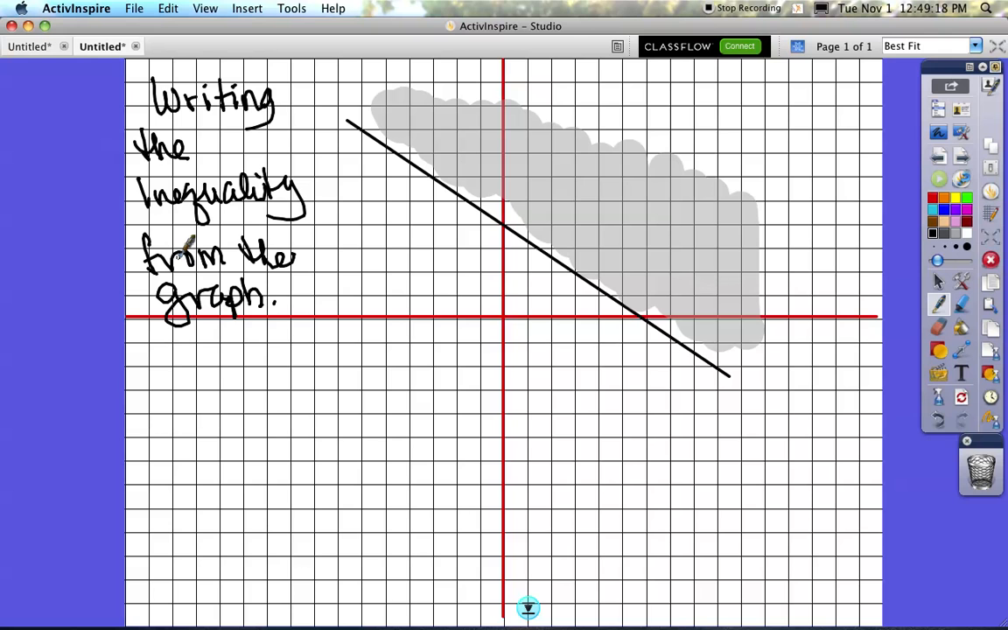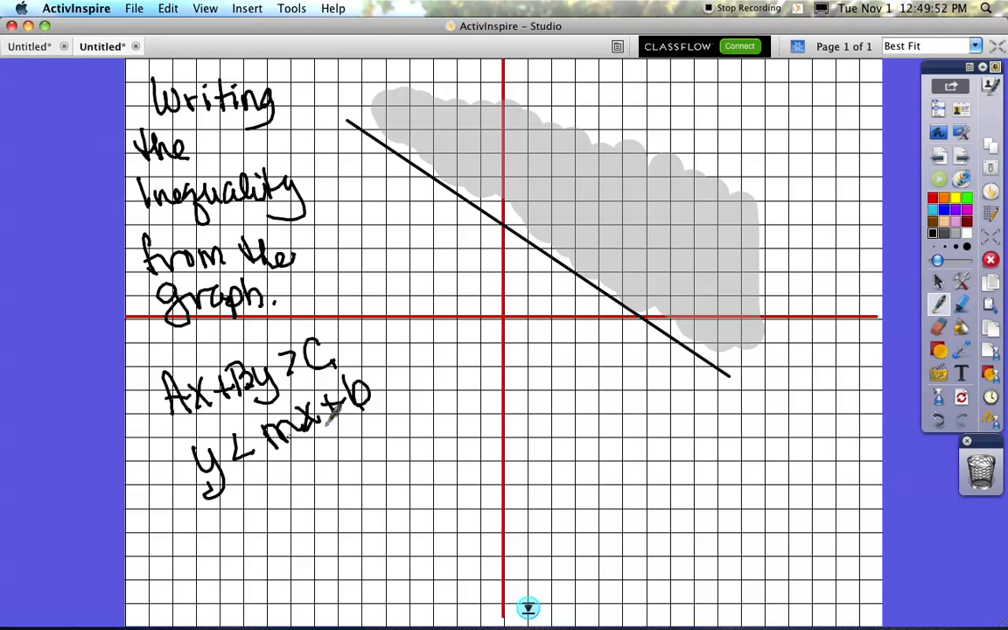Standard and... almost. Standard and... you're really close. Slope intercept. So, the standard form was Ax plus By, some inequality, and C. And the slope intercept was y, some inequality, mx plus b.